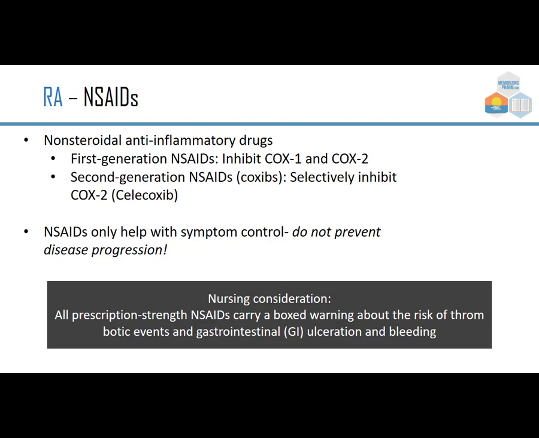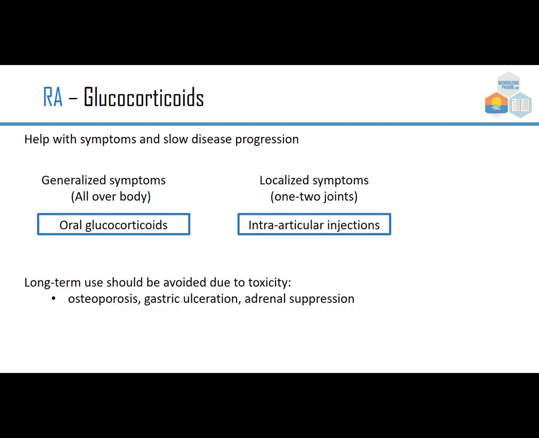So non-steroidal anti-inflammatory drugs, we've got the first generation NSAIDs, which inhibit COX-1 and COX-2. And we've got the second generation NSAIDs, the COXIBs, which selectively inhibit COX-2, like celecoxib. NSAIDs only help with symptom control. They don't prevent disease progression. So nursing considerations: all prescription NSAIDs carry a box warning about the risk of thrombotic events and GI ulceration and bleeding.